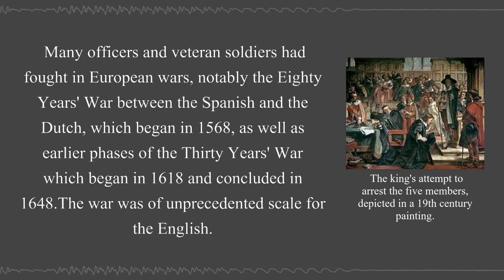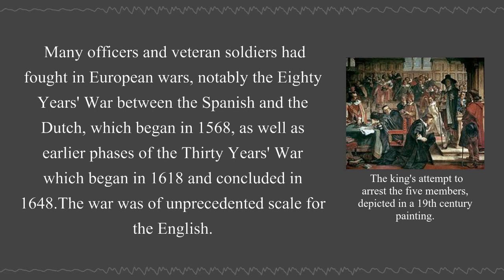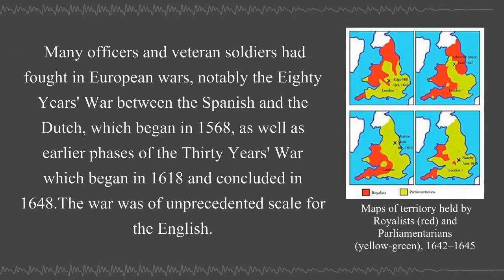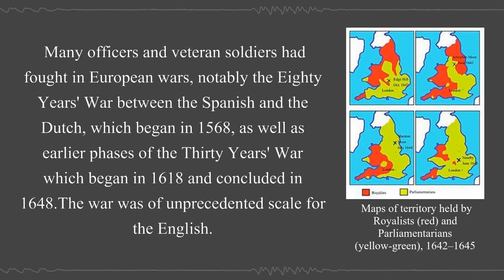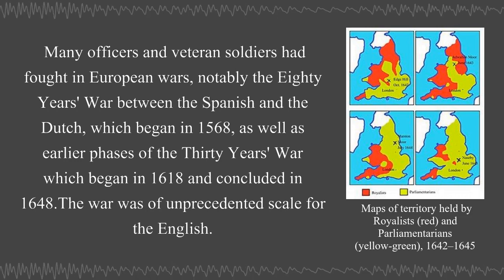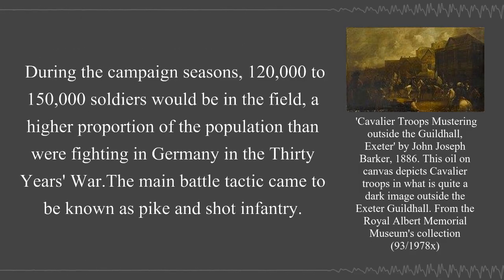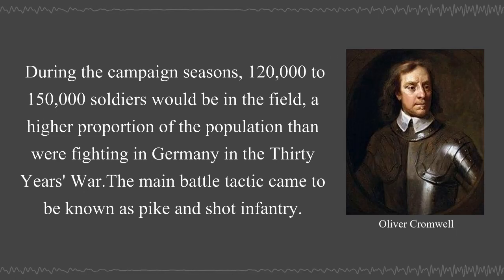Many officers and veteran soldiers had fought in European wars, notably the 80 Years' War between the Spanish and the Dutch, which began in 1568, as well as earlier phases of the 30 Years' War, which began in 1618 and concluded in 1648. The war was of unprecedented scale for the English. During the campaign seasons, 120,000 to 150,000 soldiers would be in the field, a higher proportion of the population than were fighting in Germany in the 30 Years' War.